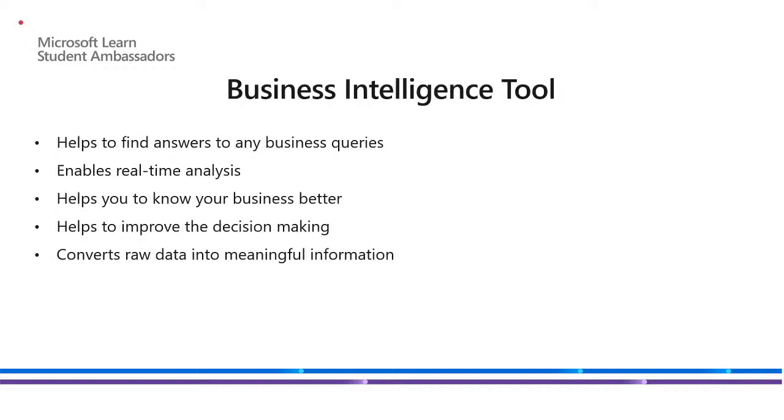So what is a business intelligence tool? In simple words, the tools which help to find answers to any business queries are business intelligence tools. It enables real-time analysis of data. It helps you to know your business better. And like the bottled beer example which I recently told, business intelligence helps to improve decision making of an organization or a business. And a business intelligence tool involves a set of processes and architectures that transforms raw data into meaningful information for business purposes.